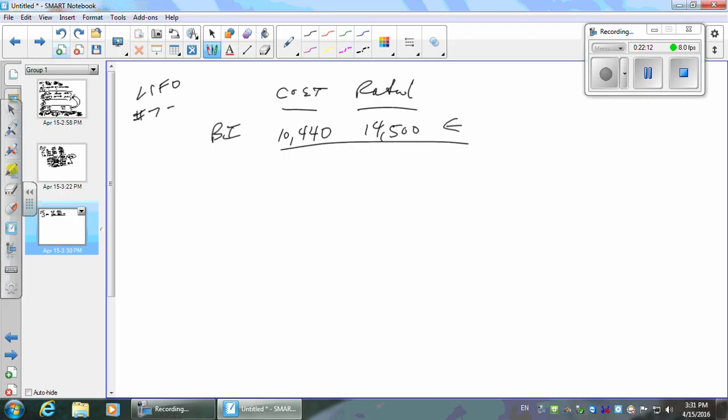Cost to retail percentage is 10,440 divided by 14.5. Oh, that's all they did. They didn't give it to us. They didn't have to. They told us the cost and the retail. We know what it is.